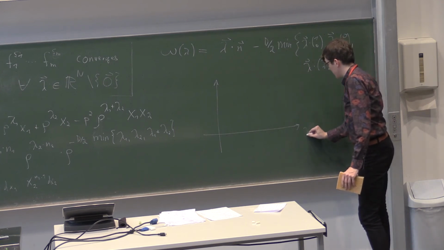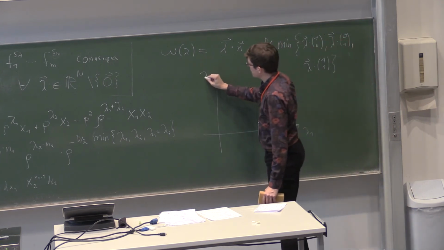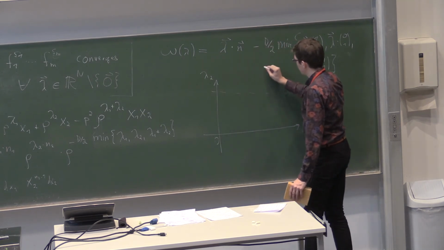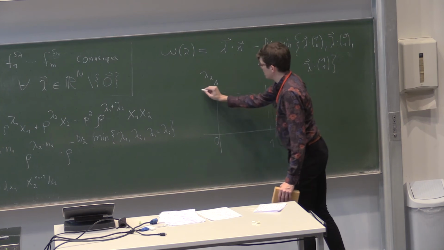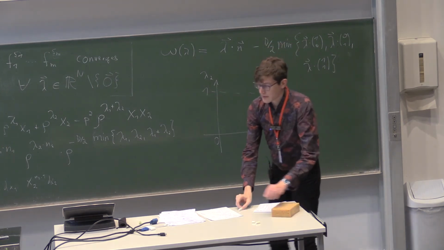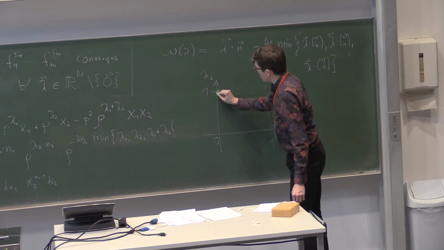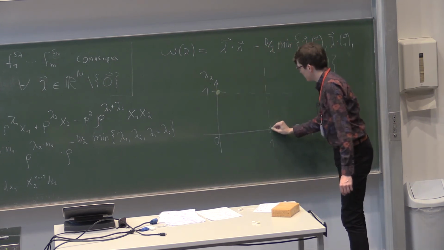So we have lambda 1, lambda 2. Here is 0. Let's say this is 1. And then we have 3 special points here. We have the point (1, 0), we have the point (0, 1), we have the point (1, 1).